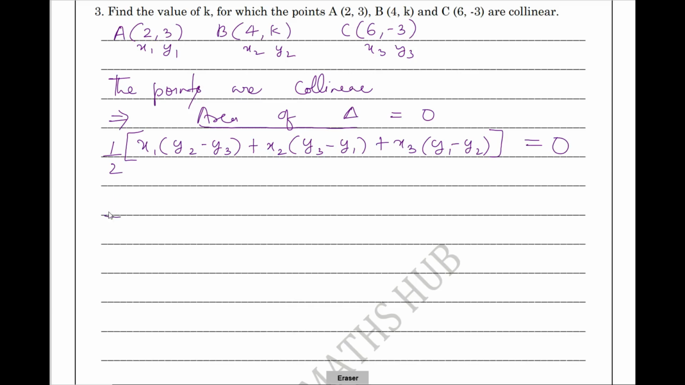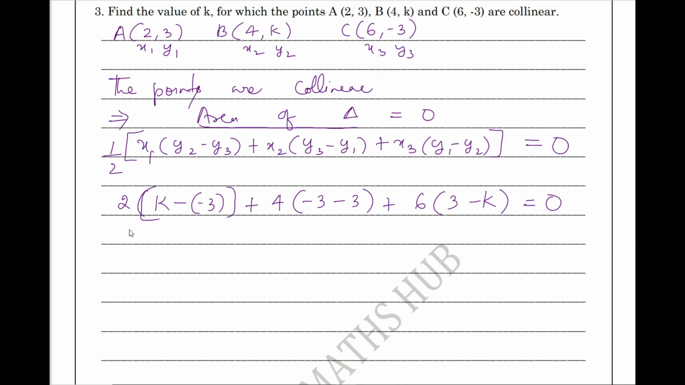Now if you cross multiply 2 into 0, it becomes 0. Now what is the value of x1? x1 is 2. What is y2? y2 is k minus y3 is minus 3. It is written as minus of minus 3 plus x2 is 4, y3 is minus 3 minus y1 is 3 plus x3 is 6, y1 is 3 minus y2 is k equals 0.